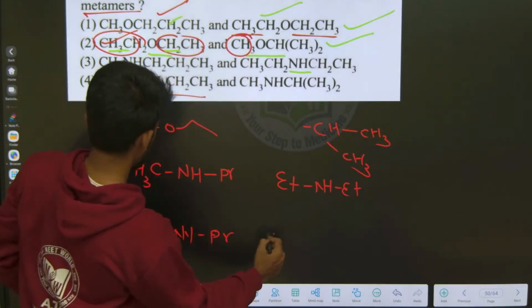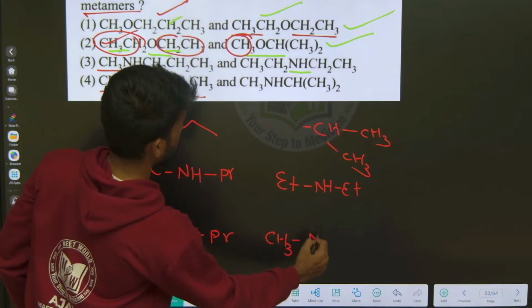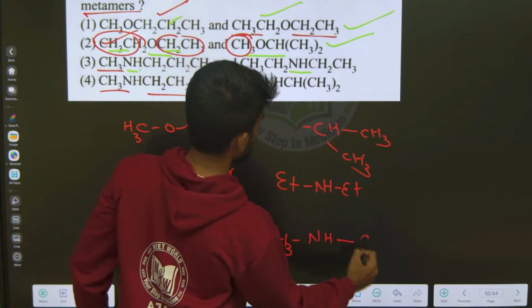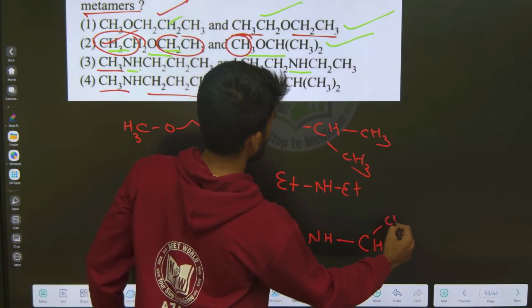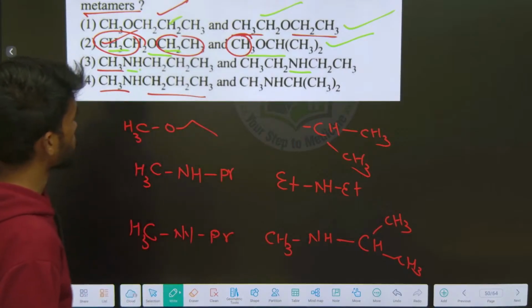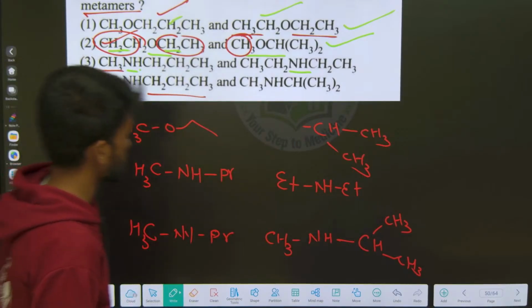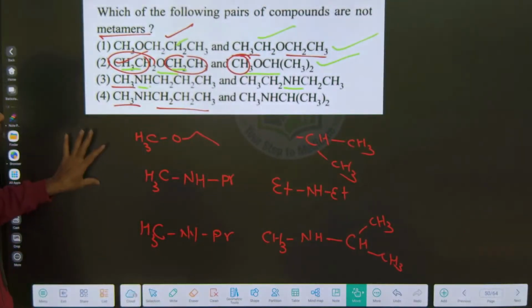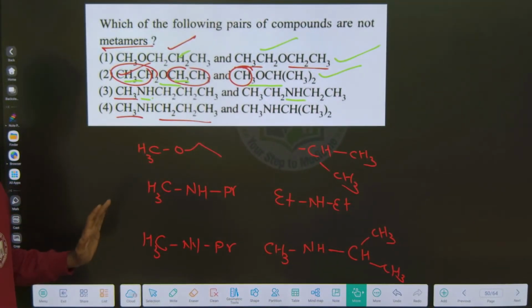This one CH3, NH, this side CH3, CH3. The methyl groups are the same, right? Yes, so the alkyl groups are not changed here. So we can say the most appropriate one might be the fourth one. Okay, that's it.